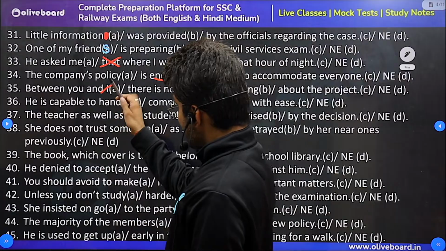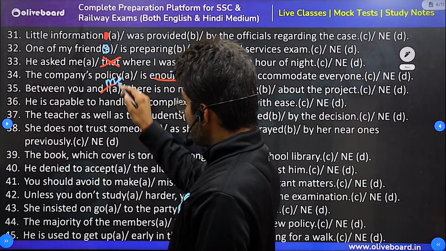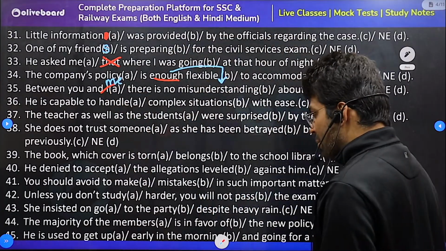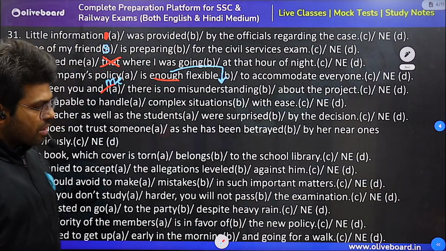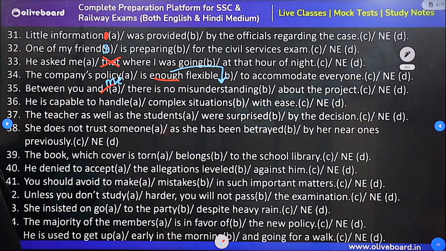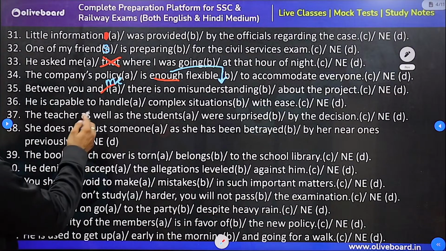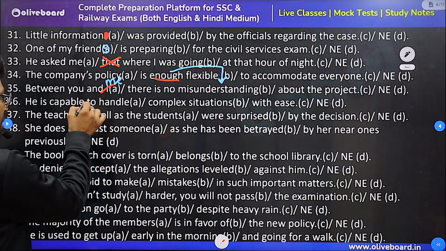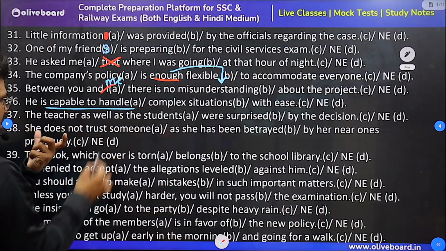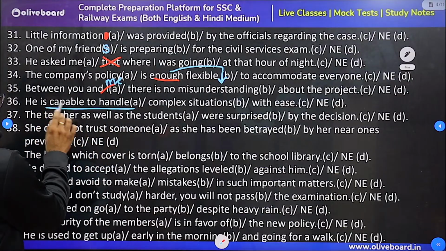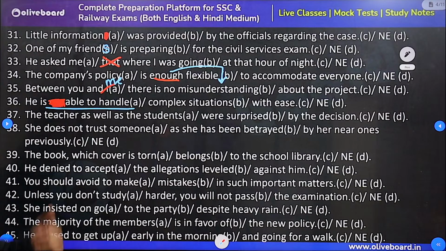Between is a preposition. Prepositions take objective cases. Between you and me, he is capable, absolutely correct. I can do this, modals taking fresh V1. I am able to do this, able takes infinitive. I'm capable of doing this. Both ways, option A will be considered. Either drop this, say I am able to handle, or he is able to handle, correct? Or he is capable of handling.